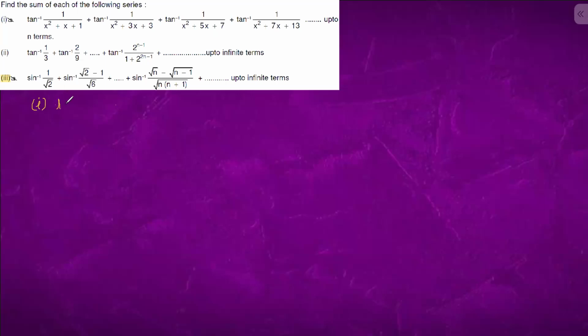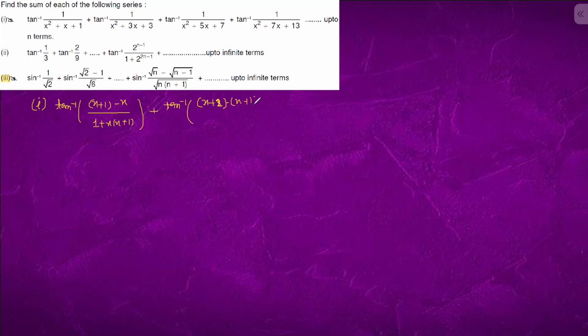If we could see, can we find this as tan inverse of (x plus 1 minus x) upon (1 plus x into x plus 1)? Can we find the next term to be tan inverse of (x plus 2 into x plus 1 minus x plus 1) upon (1 plus x plus 2 into x plus 1)? Can we see this? Similarly, can we see the next term written to be tan inverse of (x plus 3 minus x plus 2) upon (1 plus x plus 3 into x plus 2)? So similarly, this will keep on going.